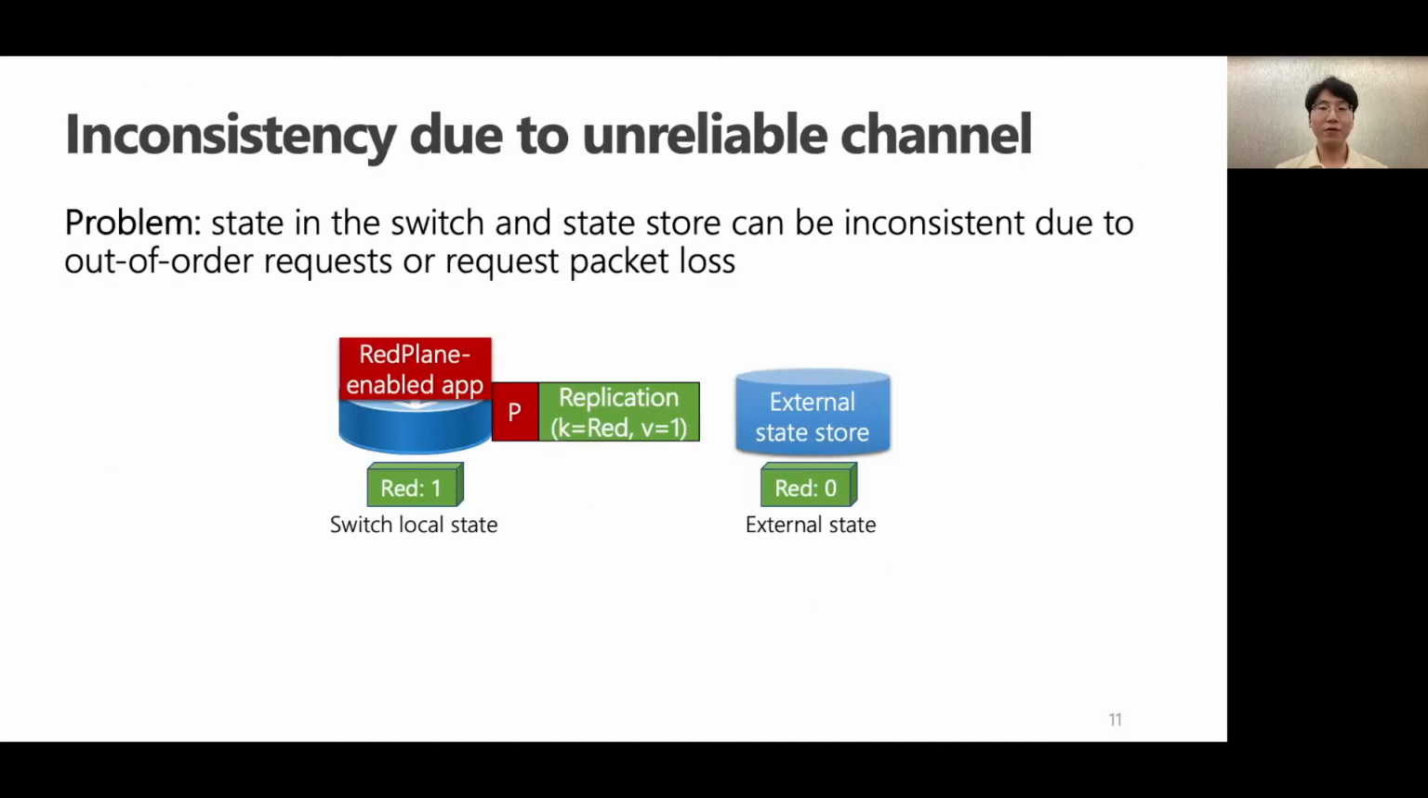While this basic protocol seems to work, there's a potential inconsistency issue due to the unreliable communication channel between a switch and the state store. More concretely, as shown in this example, request packet loss can lead to inconsistency between the state on the switch and the state store. Packet reordering can cause a similar issue. You could think of implementing and using a reliable transport such as TCP between a switch and the state store, but it's infeasible to implement such a complex full-fledged protocol in the switch data plane due to various hardware constraints.